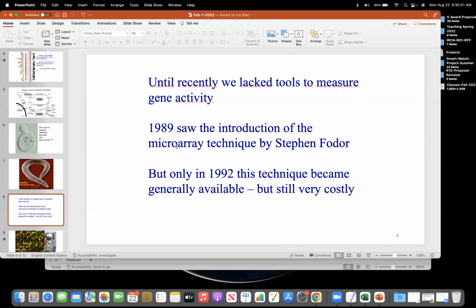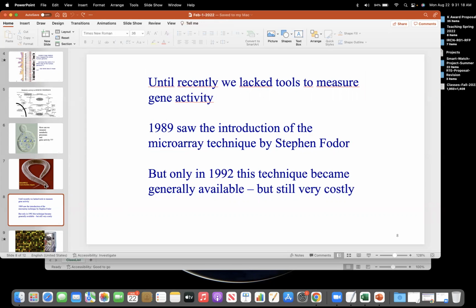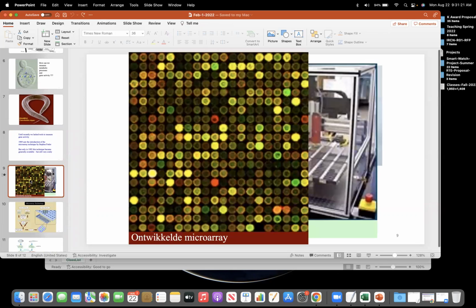It's called microarray. If you break this word, micro is small and array is a chip. So you're using a small chip technique to study the gene expression changes. And you need to know what year it was developed, who developed it, and what year it was commercialized. So that's your introduction of microarray.